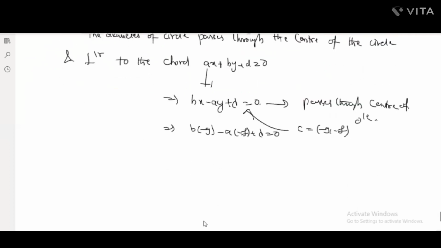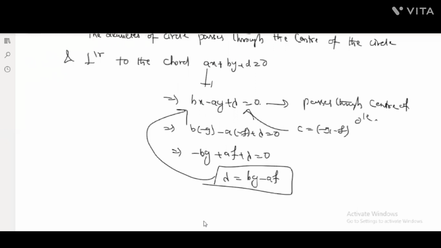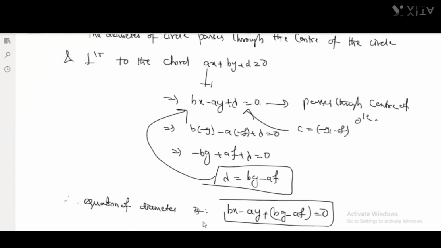So from here what we will get is minus bg plus af plus lambda is equal to 0. That is, lambda is equal to bg minus af. So let's substitute this back in the equation. So we'll get the equation of diameter. The equation of diameter is bx minus ay plus bg minus af is equal to 0. So this is the equation of diameter.